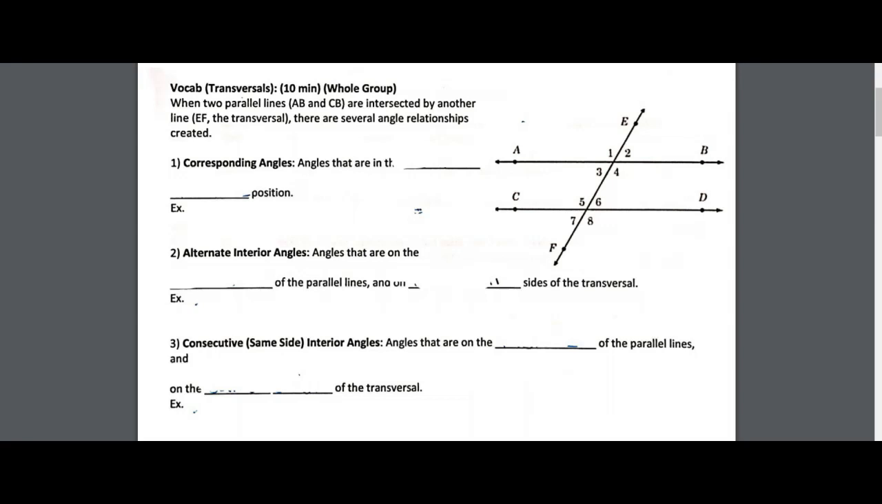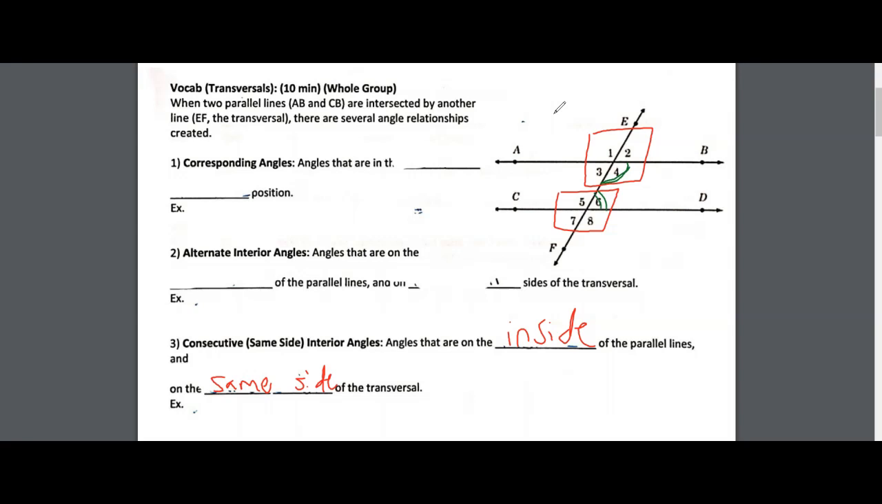So consecutive, also called same side interior angles, are angles that are on the inside of the parallel lines, or you can say interior, and they are on the same side of the transversal. So let's take a look. We've got two sections of angles. Let's look at angles that are on the inside. So I'm going to pick an angle on the inside of the parallel lines. I'm going to pick angle 4. And the angle that is on the same side of that transversal has to be angle 6.